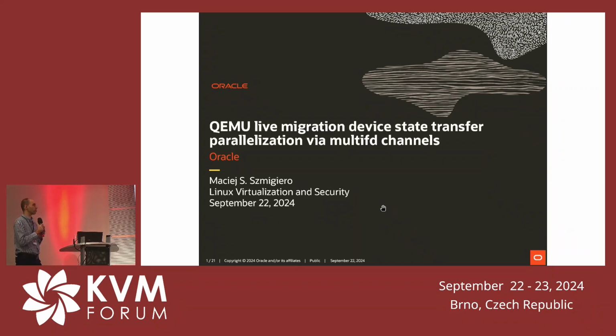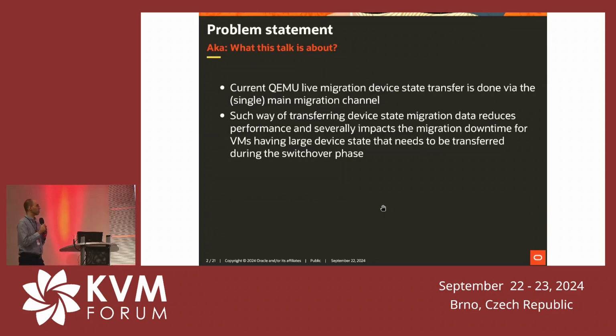It's also about mainly QEMU, but it's related to live migration of the device state. So what's the current situation here? Live migration in general is mostly done using a single main migration channel. So there is only the main migration channel, and all the data which needs to be migrated between the source and the destination QEMU has to go via this single channel. Obviously, that's not very good because it doesn't scale very well. And this is especially problematic during the so-called switchover phase.